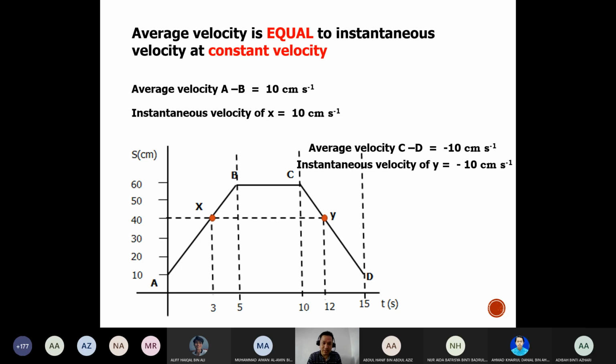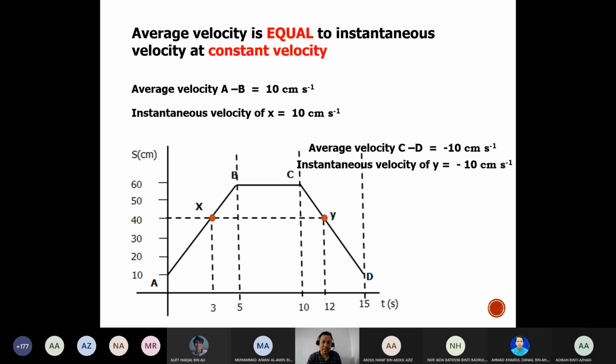If you look at gradients, A to B they have a gradient. So any point in that gradient is equal. So that's why average velocity is equal to instantaneous velocity at the constant velocity. A to B is the constant velocity, B to C is the constant displacement. So that's why we have A to B is 10 cm average, and then instantaneous also is 10 cm, because as I mentioned, any point on that gradient will be equal. Okay, and then again, average velocity C to D is -10 cm, and then instantaneous velocity is -10 cm.